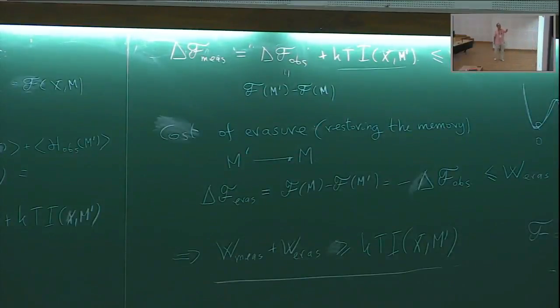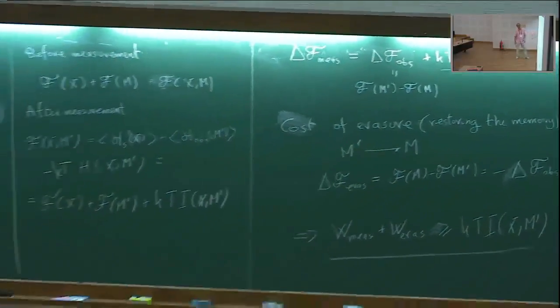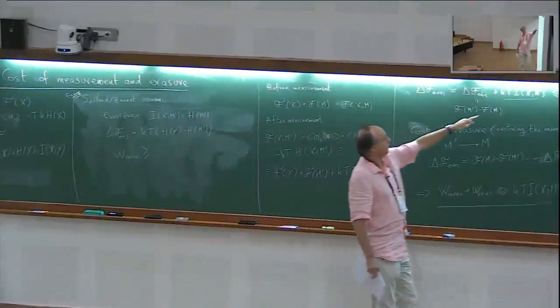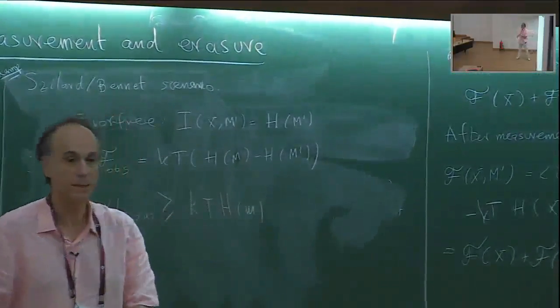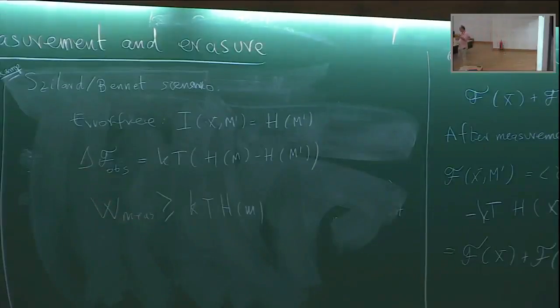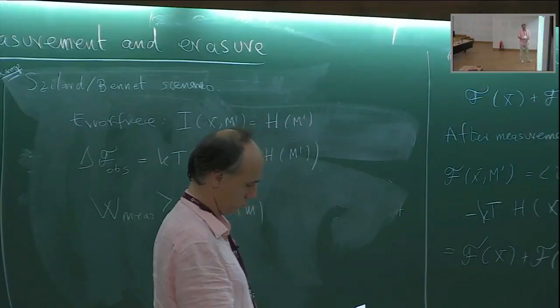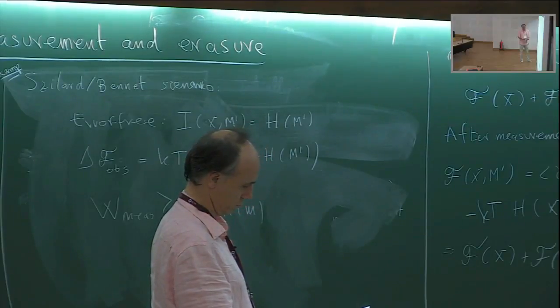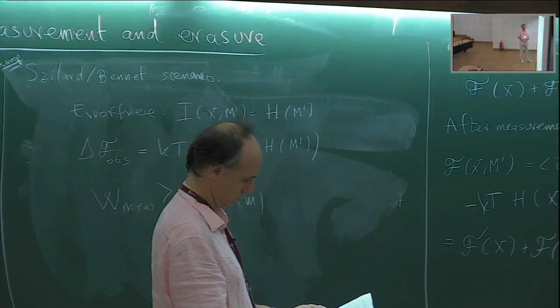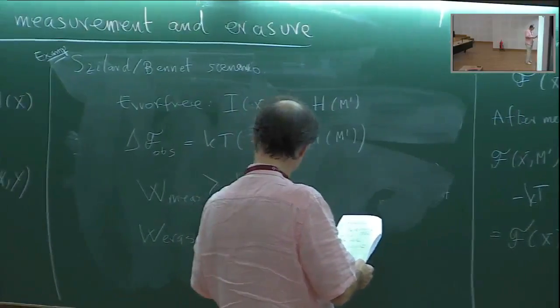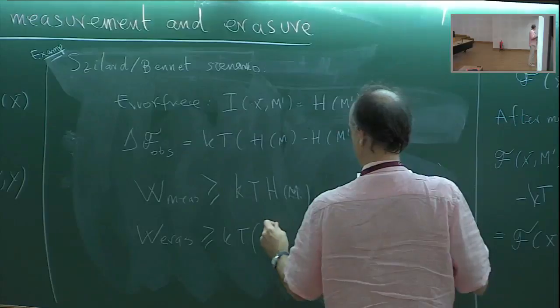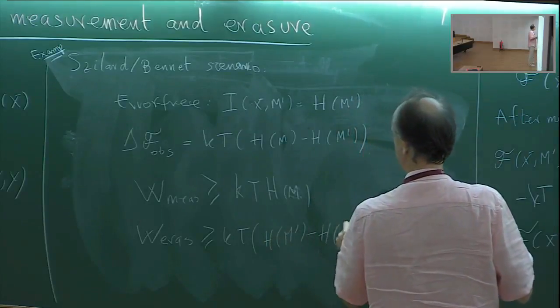So if you plug this in there, you see that the measurement work has to be bigger than what we have here, H(m) minus H(m prime), so you get kT H(m), which is the uncertainty of your x, actually, of your left-right at the beginning. This is not yet the Bennett scenario. This is kT [H(m prime) minus H(m)]. Okay, this is for error-free and symmetric memory.